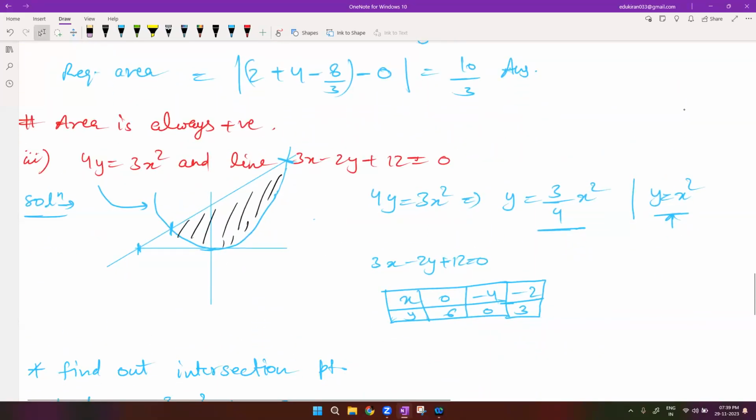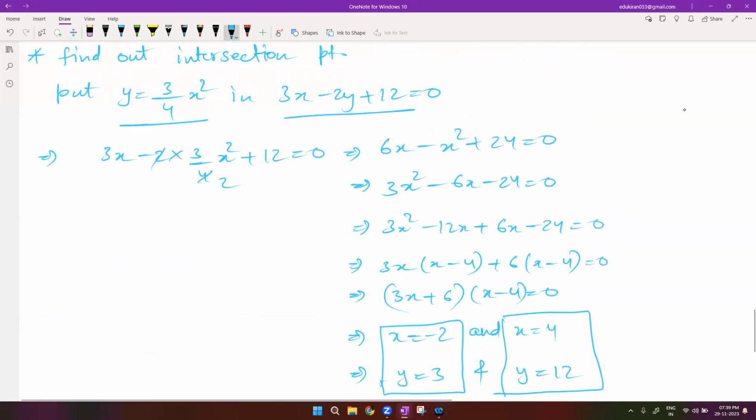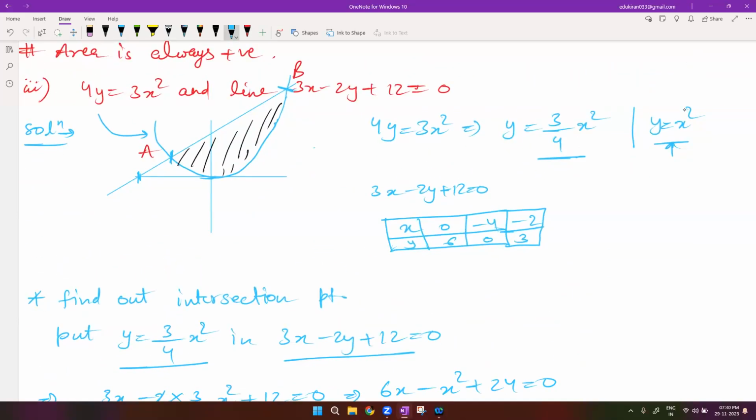So this intersection point is A and this intersection point is B. So we know what A and B are now. Now we have a clear picture of what we need to do. We need to find the area between this line and this parabola, starting from A up to B. We know the coordinates of A and B. We can easily solve this.